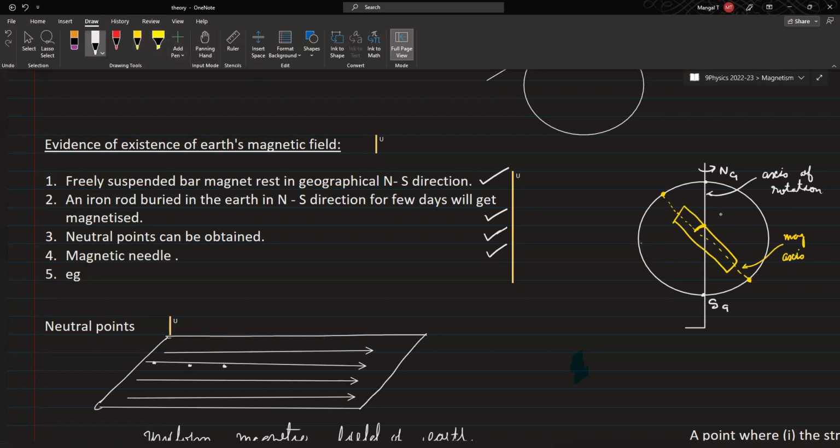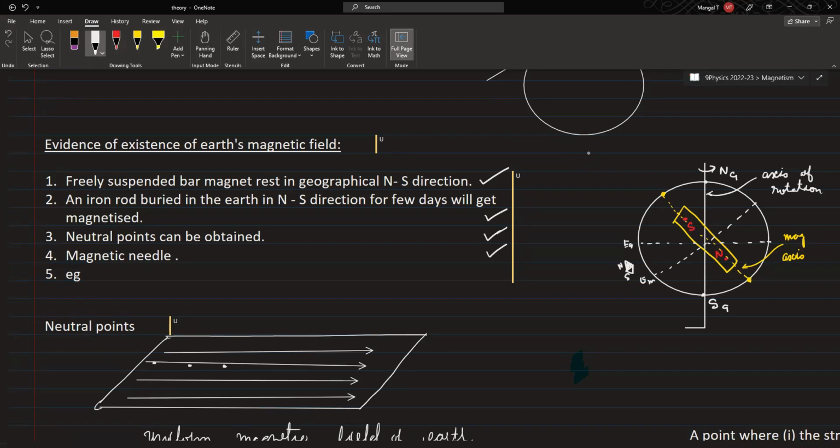So this point is the equator of the Earth, whereas this will be the magnetic equator. Also, the point to note is that the pole of the imaginary magnet inside the Earth is called the South Pole, and the other pole is called North. That is the reason why a compass needle's north is pointing toward this, because like poles repel and unlike poles attract.